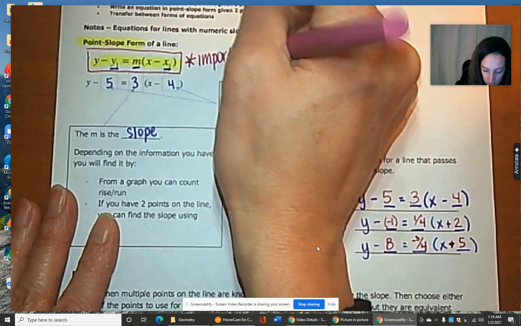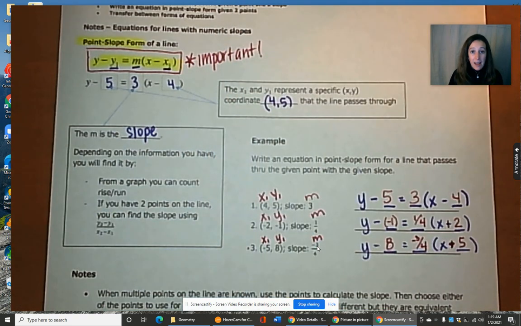Important. Because I think that this is the easiest equation for a line to use. All you're doing is finding a point. Any point can be any point on the line, and the slope. We already talked about how to find the slope. You're going to be given a point, maybe given multiple points. You only pick one. Plug it in and you're done with the problem.